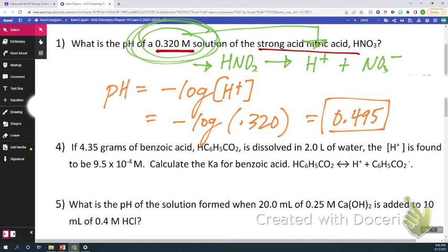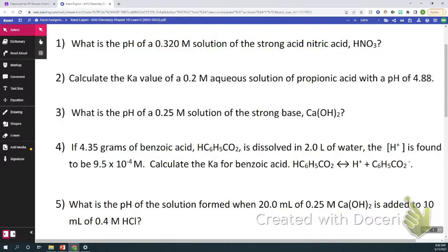What if you had H2SO4 though? It's also a strong acid. And they give you this molarity, let's say, and they're asking you for the pH. This is a tricky one. I didn't give you a tricky one on the test, but maybe on the final, who knows? But H2SO4, it's still strong.